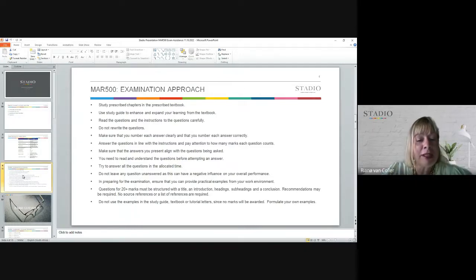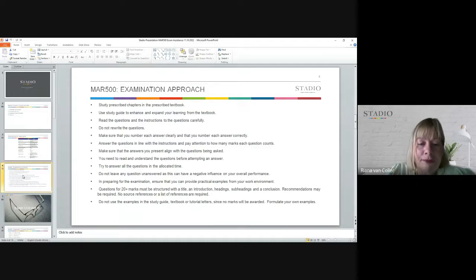In preparation for the examination, also make sure that you can provide practical examples from your work environment. So you won't mention them in the case study, but look around in your workplace to see with the different topics, if you understand the topics and if something like that is applicable in your workplace. But then on the day when you look at the case study, make sure that you apply from the case study accordingly.